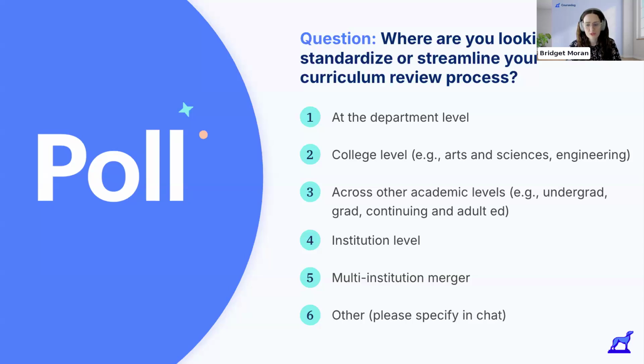Okay. So this is really interesting. I think we have a really great mix here. It looks like the top response here is at the institution level. So I think this is great. Dennis mentioned that he was part of their overall university curriculum committee, so I think that he can really speak to that. But I'm also seeing other levels here, at the college level, at the department level. I think this is great. Dennis, any thoughts here about what you're seeing?